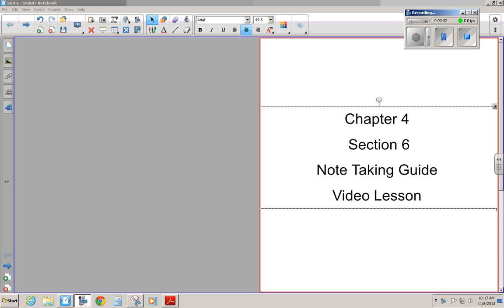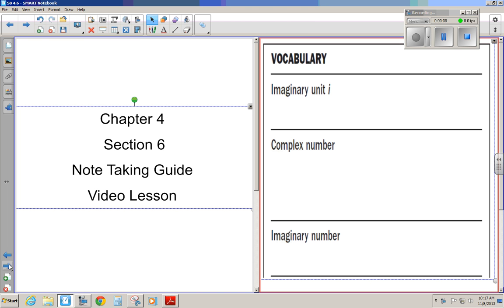Welcome to Chapter 4, Section 6, Perform Operations with Complex Numbers. All right, first of all, let's talk about what the imaginary unit i is equivalent to. What happens is you just got done working on the fact that x squared equaled 4, and you square rooted both sides, and you saw that x equaled positive or negative 2.